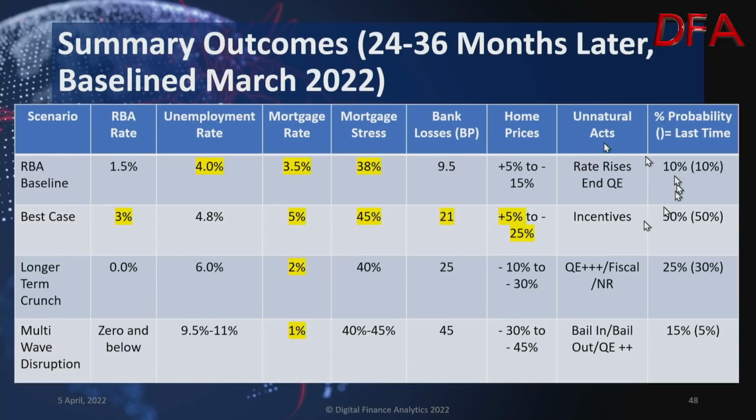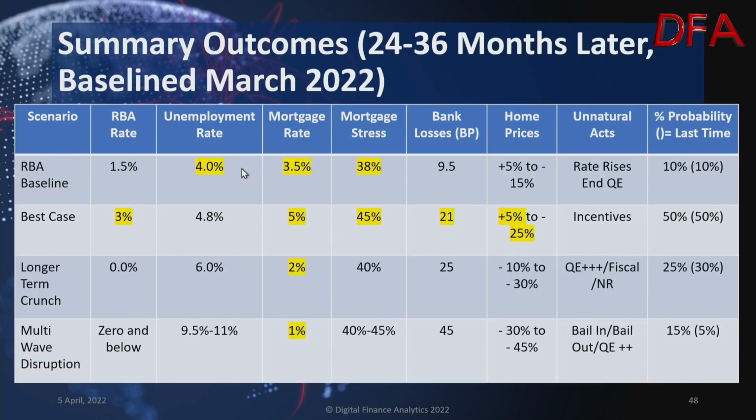Now, I've made some changes. So the RBA baseline over the next 24 to 36 months from now is the RBA rate at about 1.5%. That is where I think the RBA is thinking.